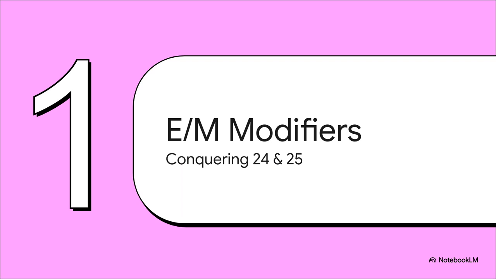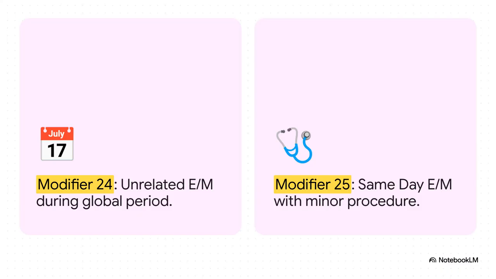Okay, Section 1, E/M modifiers. Conquering 24 and 25. Let's dive in. We're jumping straight into our rapid-fire deep dive, starting with the notoriously tricky evaluation and management, or E/M, modifiers. You guys know the real struggle here is knowing exactly when to use which one. Conceptually, try to contrast them like this. Modifier 24 is your absolute go-to for an unrelated E/M service that happens during a surgical global period. Modifier 25, that one's used on the exact same day as a minor procedure when you have a totally separate significant E/M service. Let's look at the specific rules for these.